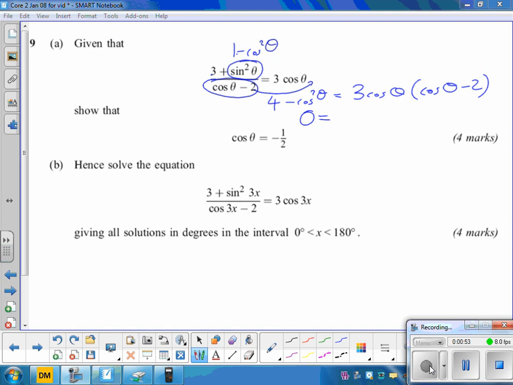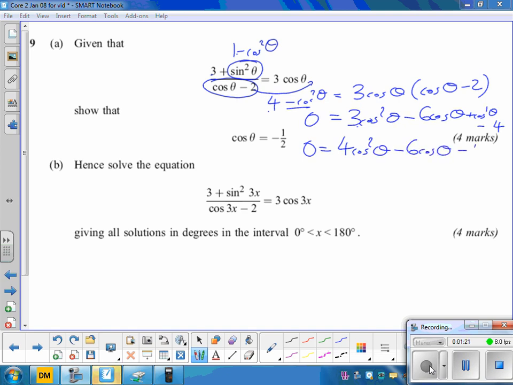Let's multiply it out first. So we've got 3 cos squared theta minus 6 cos theta, and I'm going to add that to both sides, plus another cos theta, and I'm going to take that 4 off both sides. Minus 4 equals 0. What does that give us altogether then? So I've got cos squared plus another cos squared. I've got 4 cos squared thetas minus 6 cos thetas minus 4.